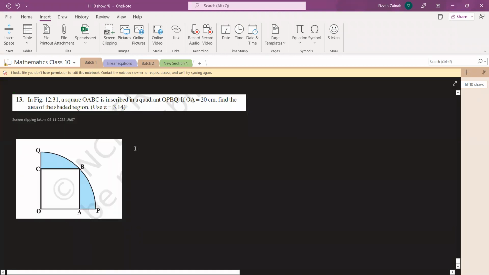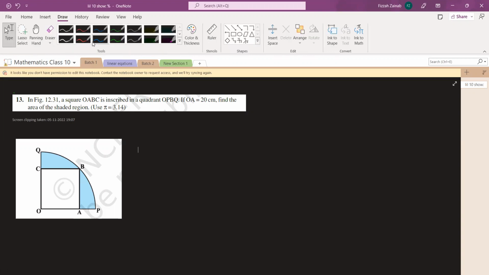Okay, so a square OABC is inscribed in a quadrant, and you have to find the shaded area. So this is easy, right? Quadrant minus a square. Now for the quadrant, you already know the center angle theta, right, Martin? Yeah, ma'am, which is 90 degree. Okay, now what about the square? Already the side is given. OA is 20 centimeter in the question. Find the area of the shaded region, and you have to use pi 3.14 this time. Now please do it here itself. Please solve it.